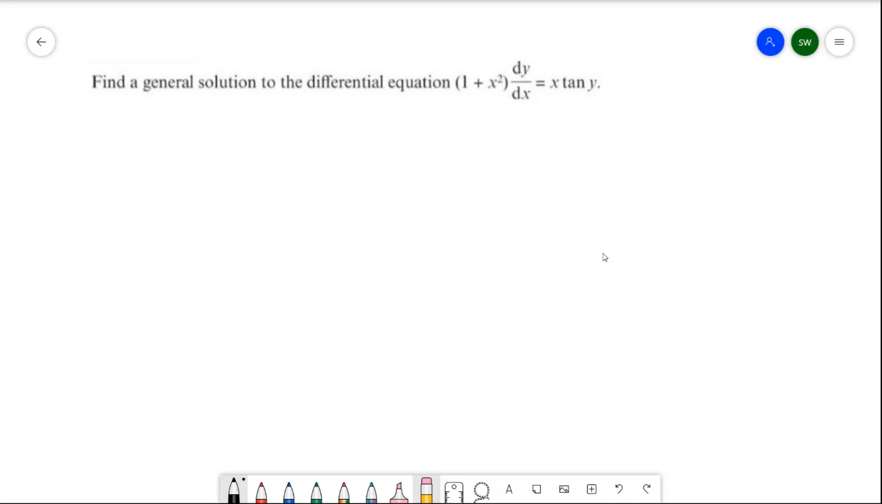This section is called differential equations, and an equation is called a differential equation if it has a derivative in it. So in this example, we've got the derivative of y with respect to x in the equation. dy by dx is in the equation.